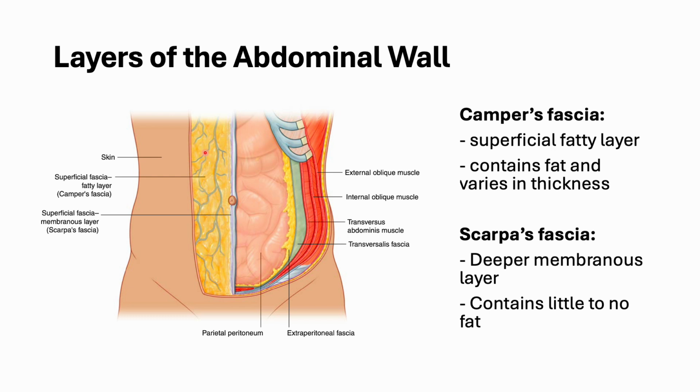I remember during our anatomy lectures, our professor would say that Camper's fascia is like when you're camping at night and you're really cold, you want like a lot of layers of essentially fat to keep you warm. So that was a way to remember it. So then you have what's called Scarpa's fascia, which is actually not really pictured here pretty well, but it's right here. And that's kind of the deeper membranous layer, and it actually contains little to no fat.